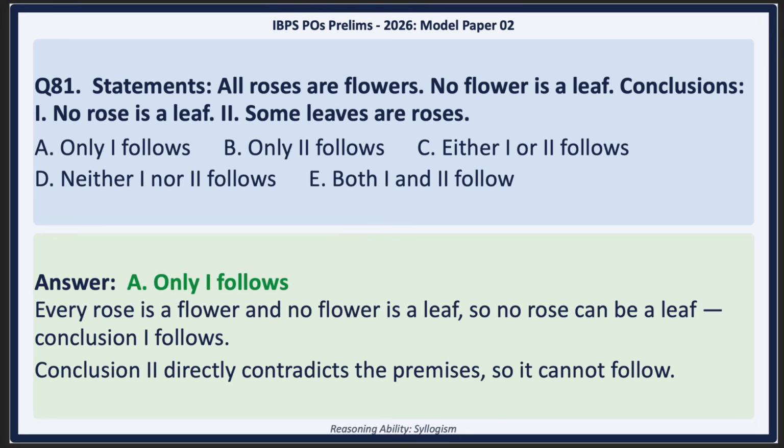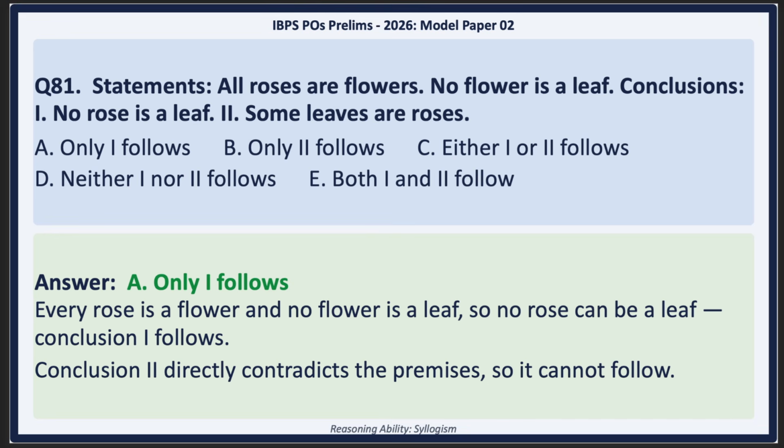Okay, I'm visualizing it. Draw a small circle for roses entirely inside a larger circle for flowers. Got it. Then, draw a separate circle for leaves that is explicitly forbidden from touching the flower circle. Right, because no flower is a leaf. Exactly. Because roses are trapped inside flowers, they can never touch leaves. Therefore, conclusion 1, no rose is a leaf, is absolutely true. And conclusion 2 is just structurally impossible, so only 1 follows.